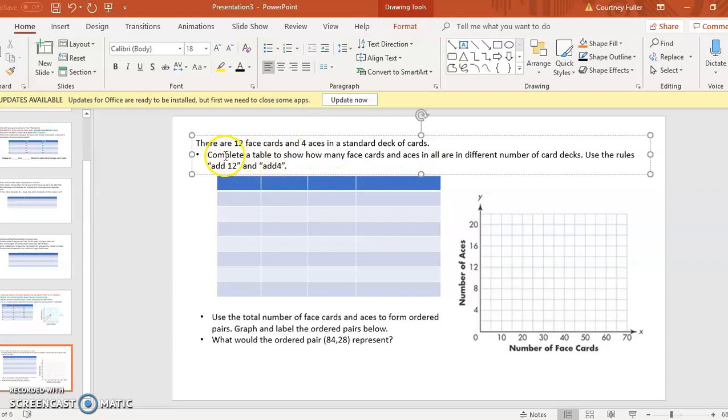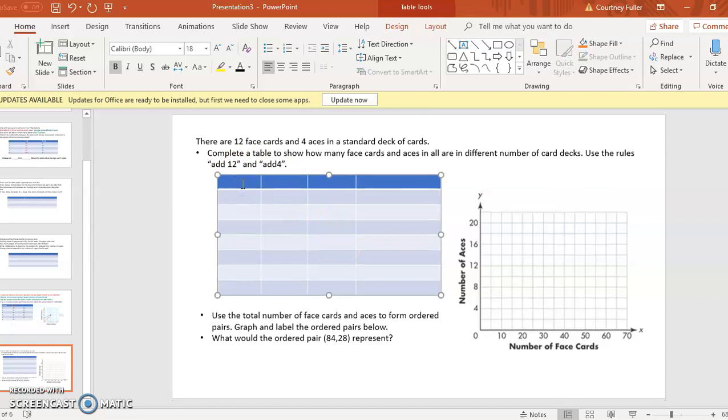Our first task, and there are 3 tasks within this problem, is to complete a table to show how many face cards and aces in all are in different number of card decks. Use the rule add 12 and add 4. As you can see, I have started a table here, but we have a lot to fill in. First, we're going to fill in the decks. We have to do this by number of decks. That's easy. The first deck, the second deck, the third deck, the fourth deck, the fifth deck, the sixth deck, the seventh deck.